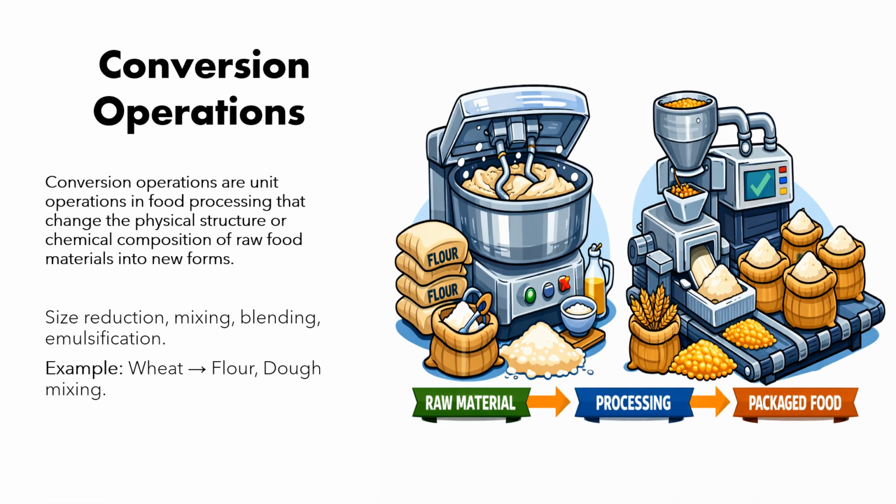Moving on to the conversion operations. Conversion operations in food processing are the steps where raw materials are transformed into new forms by changing their physical, chemical or biological structure, such as grinding, mixing, fermenting, heating or drying. These operations give food its final taste, texture and nutritional quality.